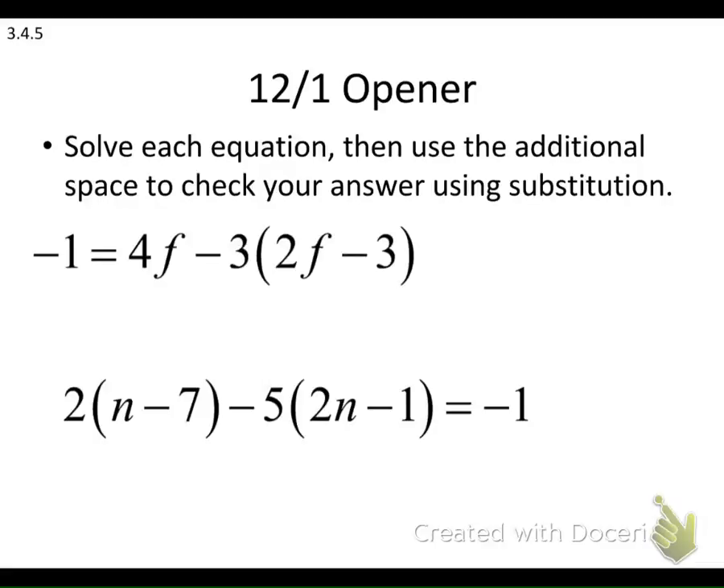Okay, so for today's opener, we're going to solve the equation. I'm not going to make you use the additional space to check your answer using substitution. If you choose to do that, though, when you go to take your quiz today, you can earn extra credit points. So let's take a look at the first equation.